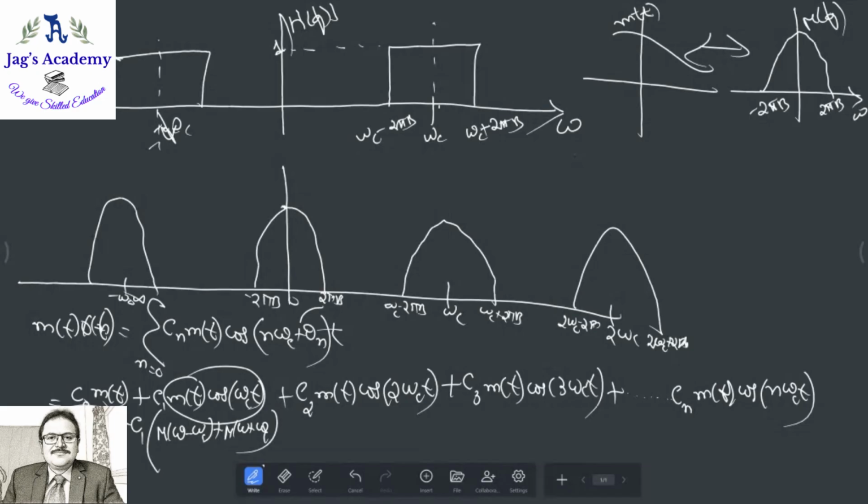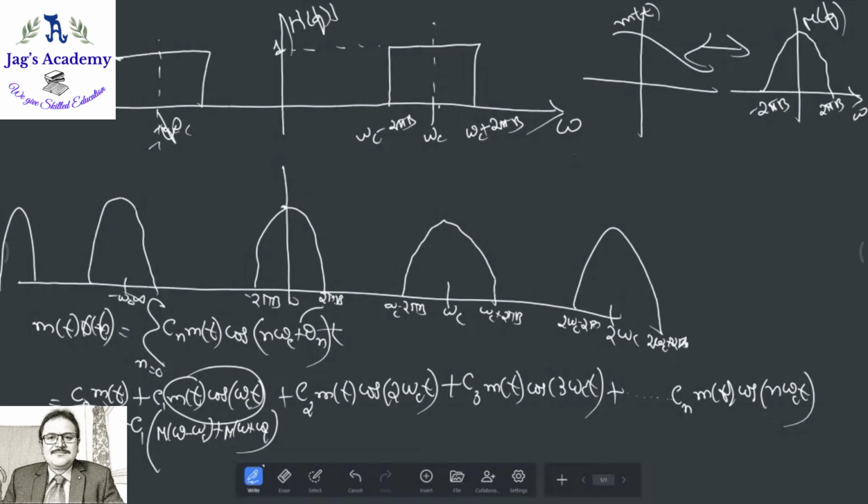Understood this? Same here also. Now this will continue, right? This spectrum will continue for 3 omega c, 4 omega c, 5 omega c and so on. Now you tell me, in this entire term, which are the two that are required?